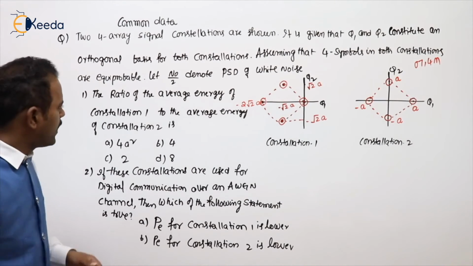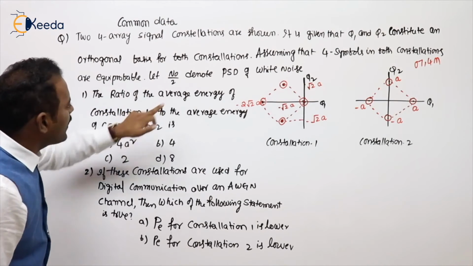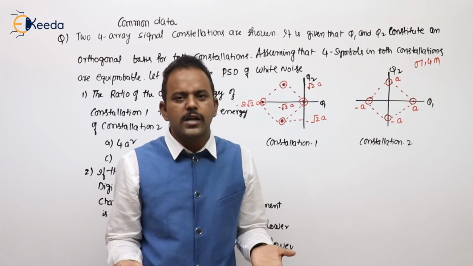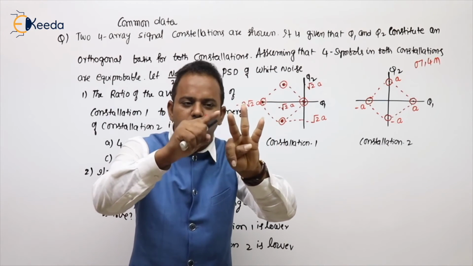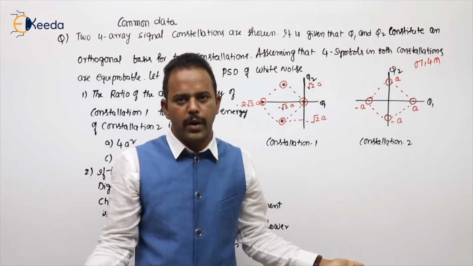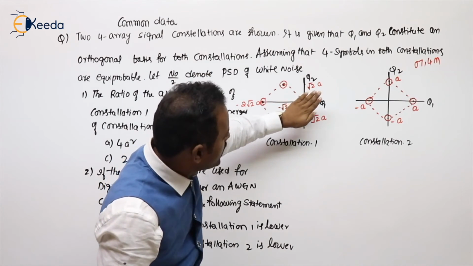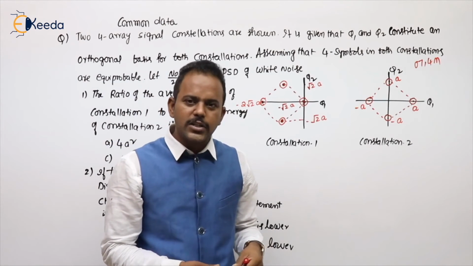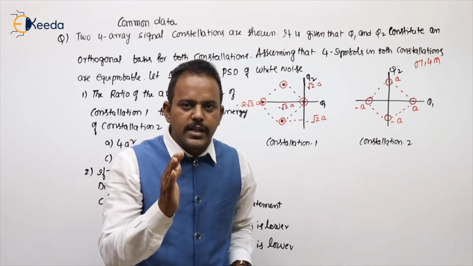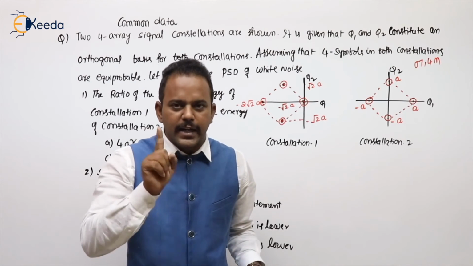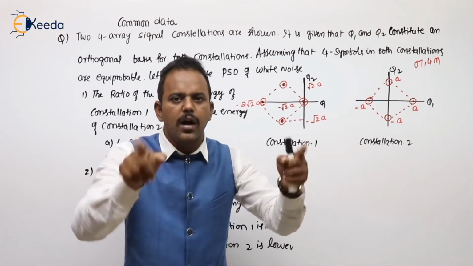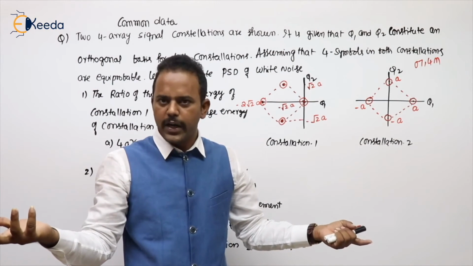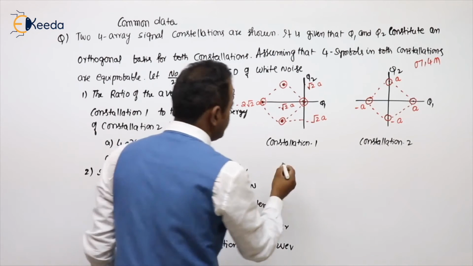Now see the first problem, the ratio of average energy. How to calculate average energy? There are 4 points. Calculate the energy of each point divided by 4, for the first constellation divided by the second constellation. Now, how to calculate energy, students? Energy of any signaling point is nothing but take its distance from origin and then square it. Are you getting my point? Directly I am writing the ratio itself.